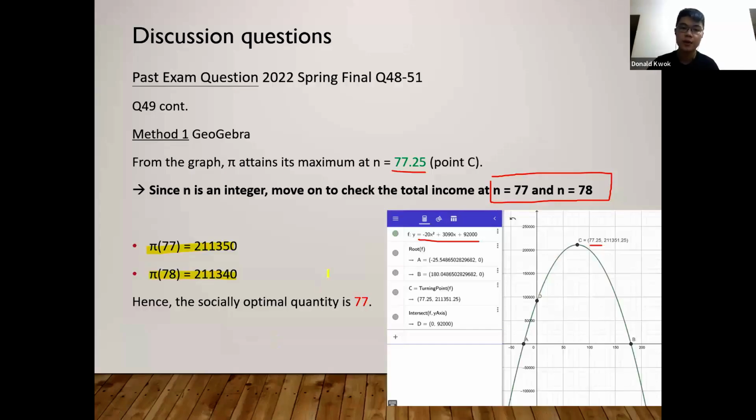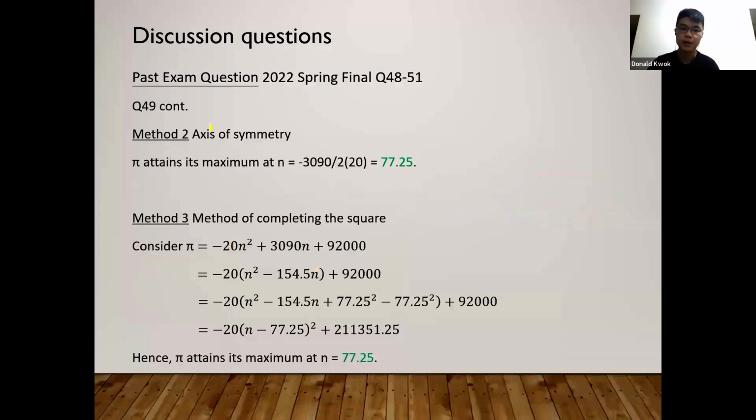Right, so let me still briefly explain the remaining three methods of unconstrained optimization. Method 2, axis of symmetry, which says that the maximum point of the quadratic function is attained at negative b over 2a. So we have the same number, 77.25. And method 3, completing the square. We just express the quadratic function in the vertex form, and we have the optimal n, which is also at 77.25.